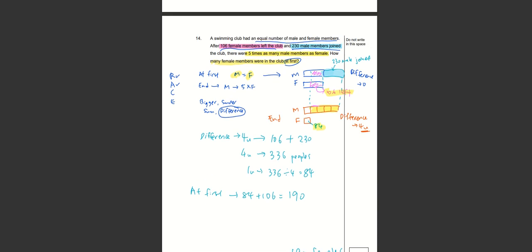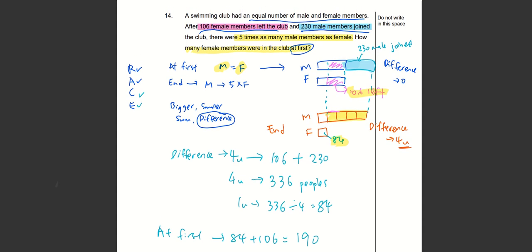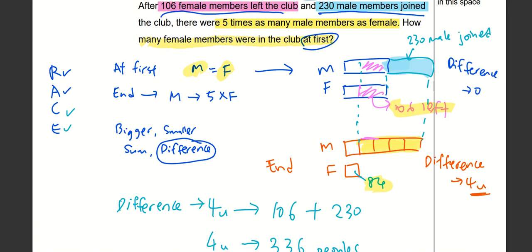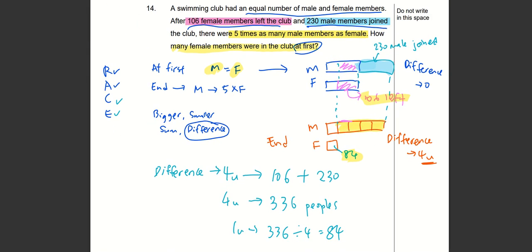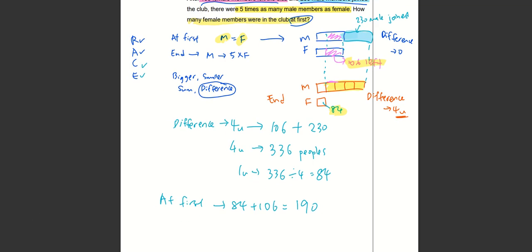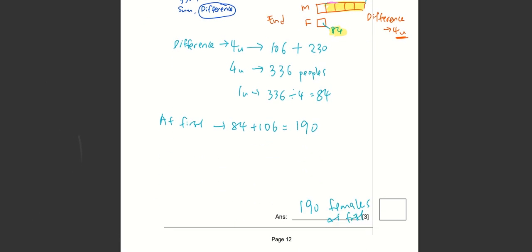So the key concept in this case is looking at the difference. If you can identify that in the beginning the difference was 0, then how it changed, and at the end the difference becomes 4 units, you can quickly use the unitary method and get to the solution.